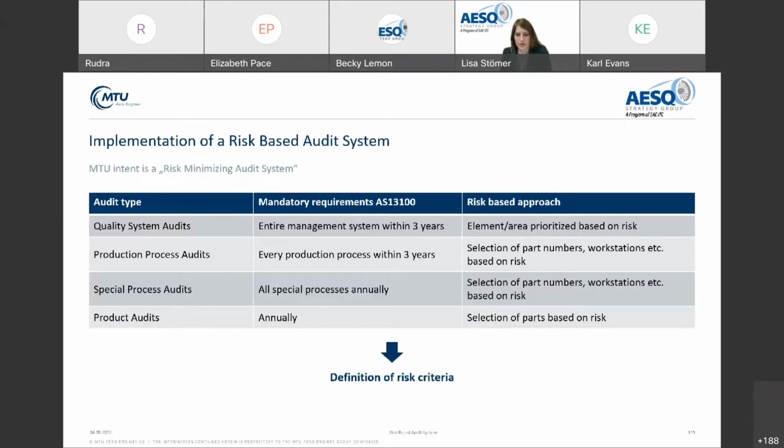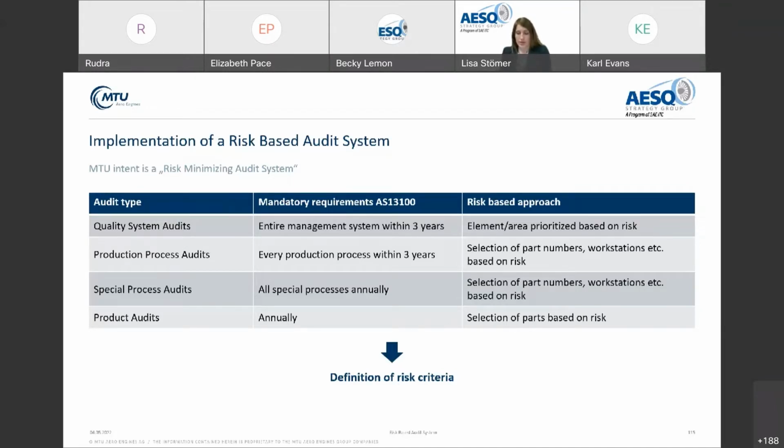So for the internal audit system, the AS 13100 defines 4 audit types. These are quality system audits, production process audits, special process audits, and product audits. And for these audit types, there are fixed frequencies which have to be fulfilled. You can see these in the second column. And as mentioned in the beginning, the frequency can be increased due to risk.